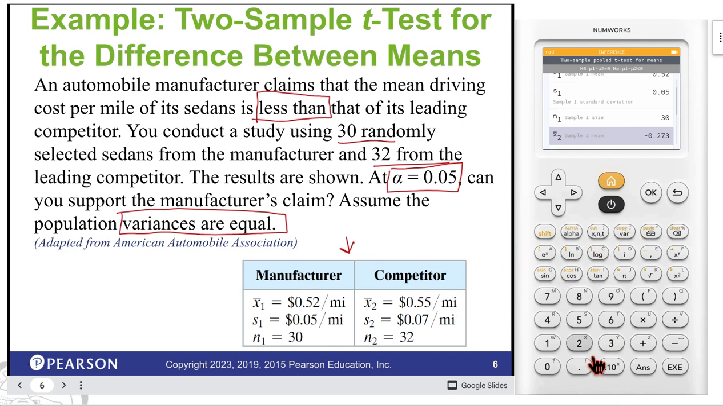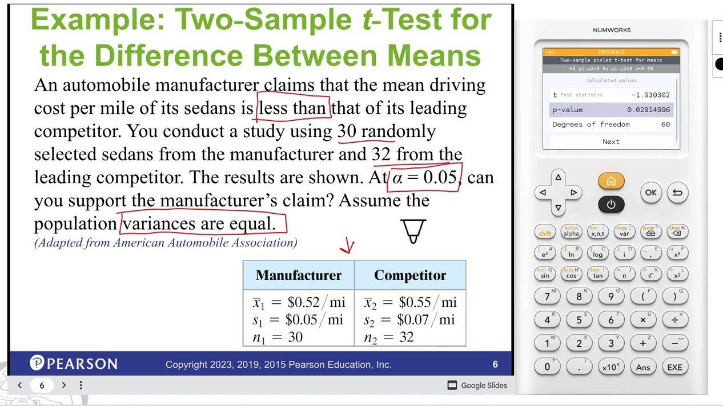For the competitor, the cost is 55 cents per mile. And standard deviation, 7 cents per mile. And 32 sample size. Alpha is equal to 0.05, 5%. That's what the default is, so we'll leave it alone. We've got our values here, and now we can actually look at our p-value compared to the alpha value.